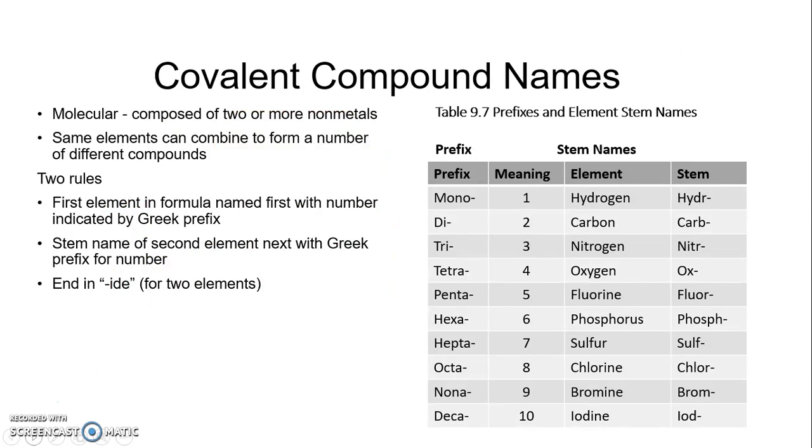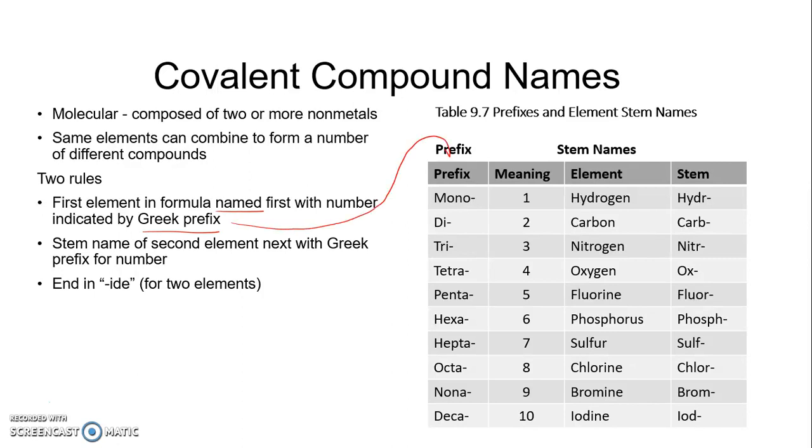To name a covalent compound, it's quite different from the ionic compounds. Ionic, you have a metal and a nonmetal, but covalent compounds are just nonmetals. The way we name compounds is you generally have 2 elements. The first element, you give its name with a Greek prefix indicating the number of atoms in the compound.